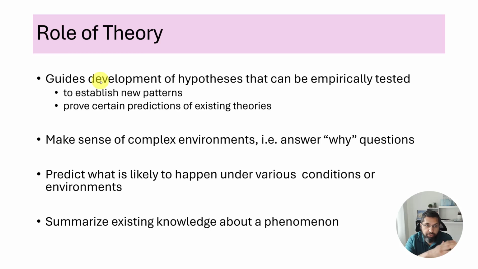So you go both ways: theory to hypothesis, testing to confirm theory, or from some examples to hypothesis, which then leads to theory. So we go both ways. Theory helps us make sense of complex environments, answer why and how questions, predict what is likely to happen under various conditions or environments, and summarize existing knowledge about a phenomenon.